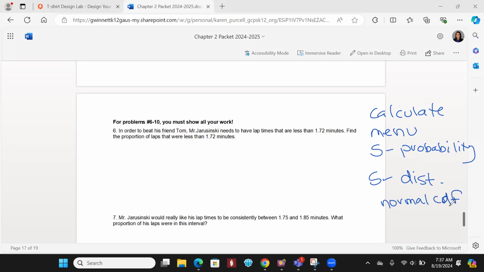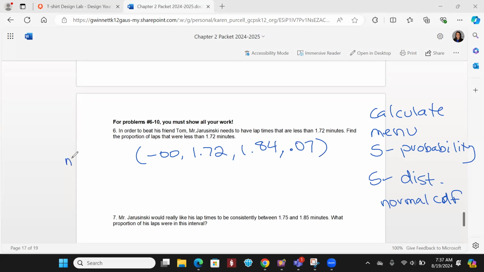You're going to put the lower bounds, which is negative infinity. Go down to the next thing. Upper bounds, which is going to be 1.72. What was the mean on this one? Do you remember? 1.84. And what was the standard deviation? Okay, so you're going to put in all of that information.